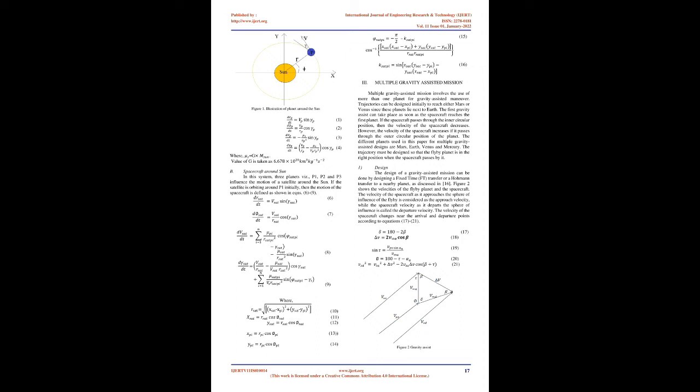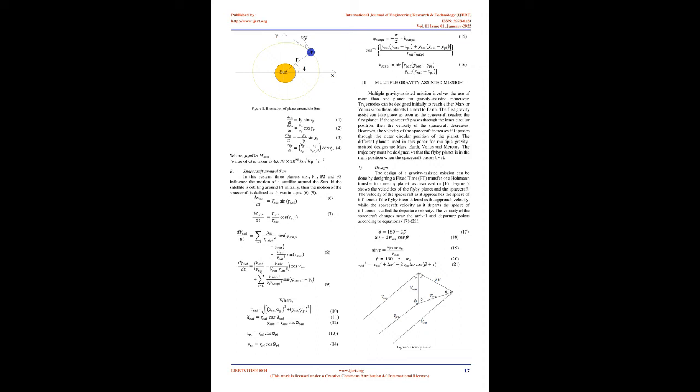The objective of this paper is to design a low-cost mission to Mercury using multiple gravity-assisted maneuvers. Different types of flyby sequences are simulated and their performances are compared. Launch opportunities are also calculated for the mission.